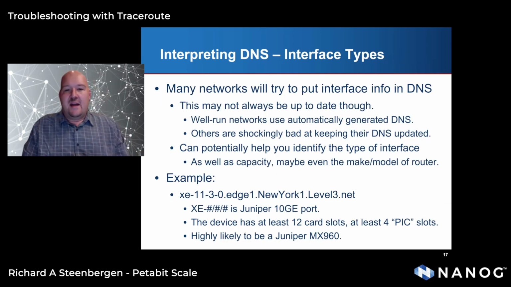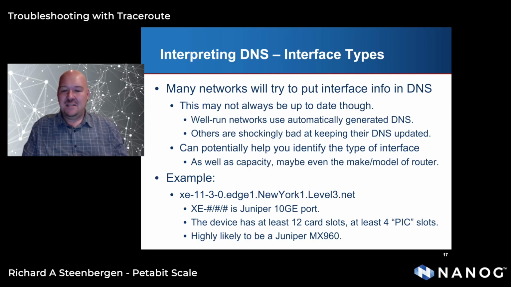The next thing we look at is how do we interpret interface types. Most networks will be nice enough to put their interface information in DNS. And the real question is whether it's up to date or not. If you've got a really well-run network, they have an automated tool and it generates DNS automatically. So if a router config gets moved to a new port, sometime within 24 hours it'll get pushed and updated and everything will be known. And there are some other networks that are shockingly bad at keeping their DNS up to date. The larger or more telco-like they are, the more I tend to find that they're really, really bad at keeping them up to date.